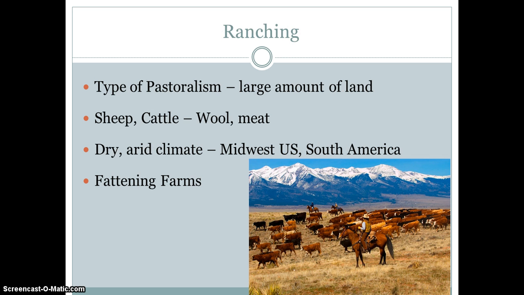Ranching is a type of pastoralism which involves a large amount of land and is located in more developed countries. Sheep and cattle are ranched for wool and meat, respectively. Unlike normal pastoralism, where they don't normally kill the animals for their meat, here they do with the cattle. And it's mainly located in dry, arid climates like the Midwestern United States and South America. They also incorporate fattening farms, which are used to fatten up the cattle so that they have more meat or more milk.